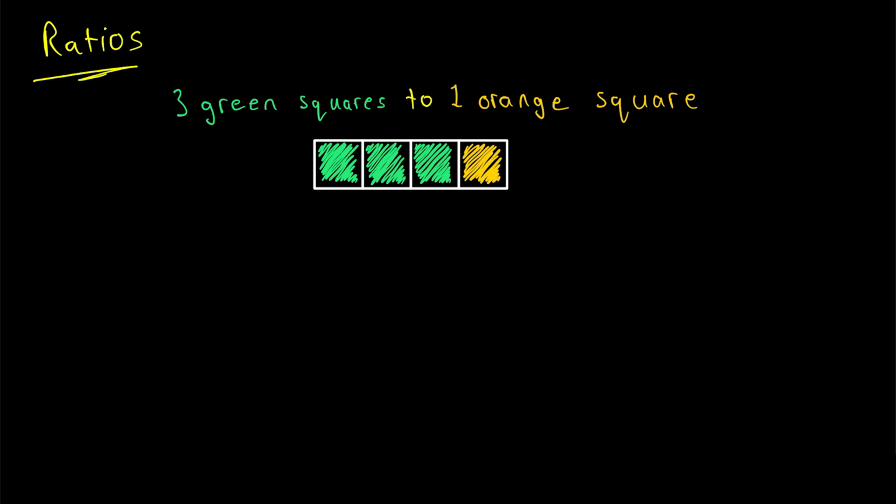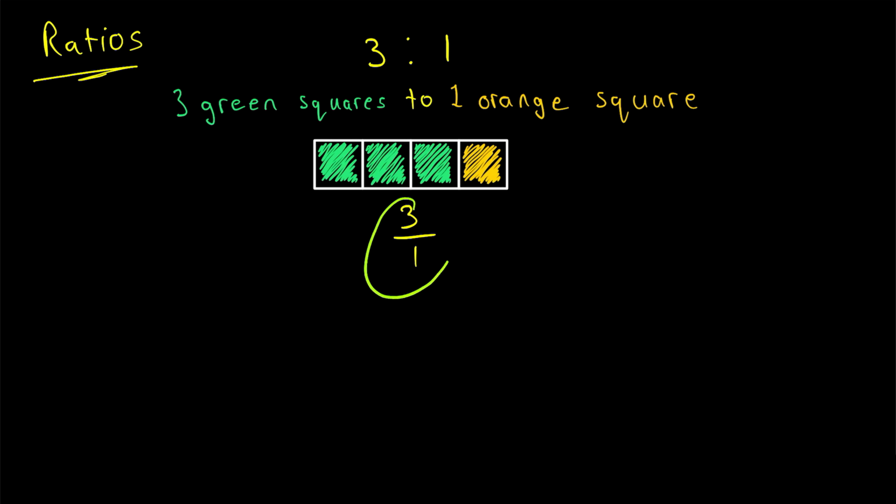A quicker way we could write this ratio would be to not include the units and just write the amounts. So we could write the ratio as 3:1. And as long as we know that this is the ratio of green squares to orange squares, we don't lose any information by removing the units. We still know that for every 3 green squares, there is exactly 1 orange square. A third way we could write it would be as a fraction, so we could write it as 3/1, a ratio of 3 green squares to 1 orange square.